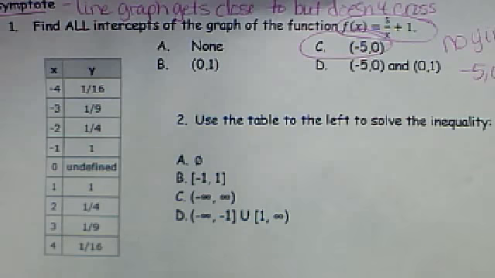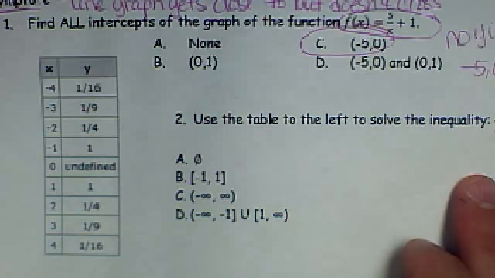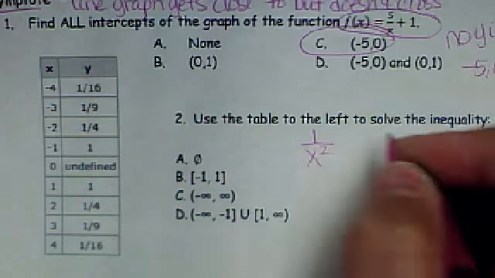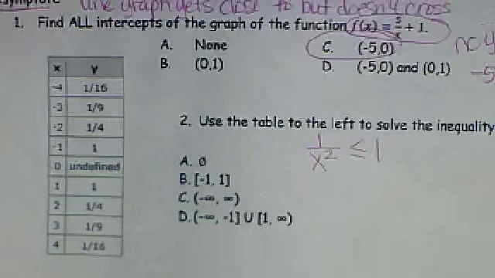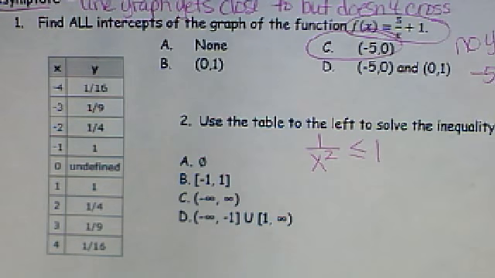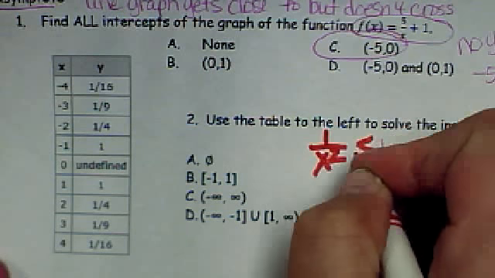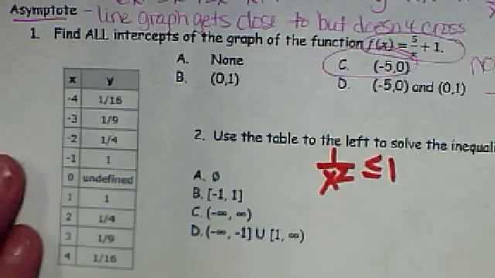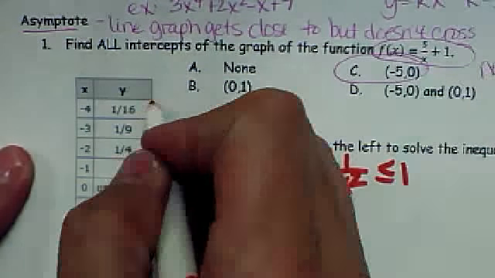Number 2 says use the table to the left to solve the inequality. The inequality is not on your paper. The inequality is 1 over x squared is less than or equal to 1. So we're going to use our table to answer that. I want where it is less than or equal to 1. So I'm going to find the places where it's less than or equal to 1.